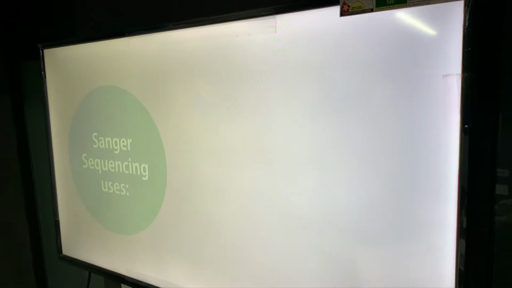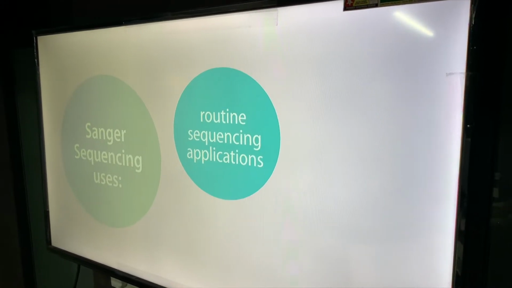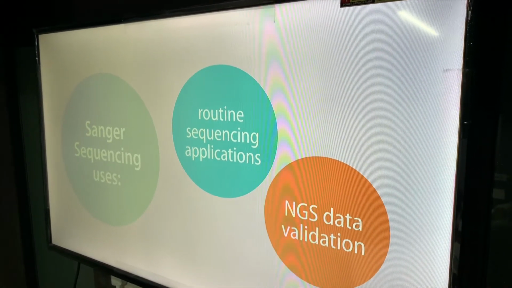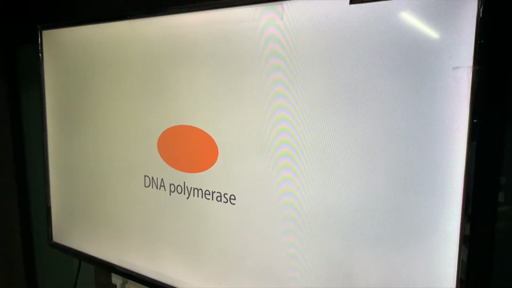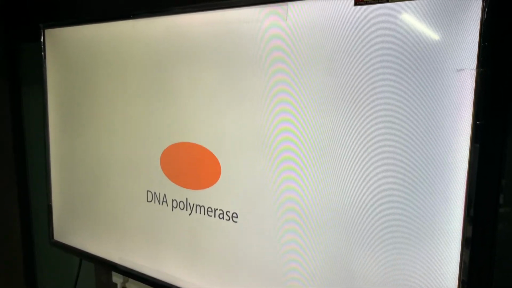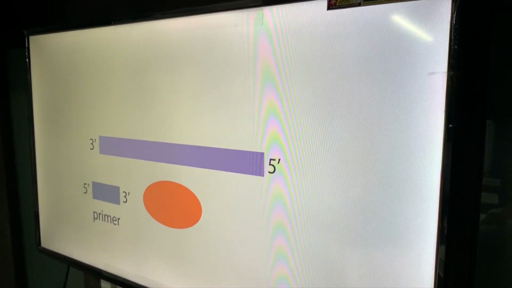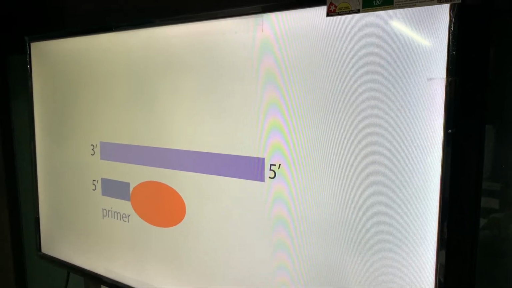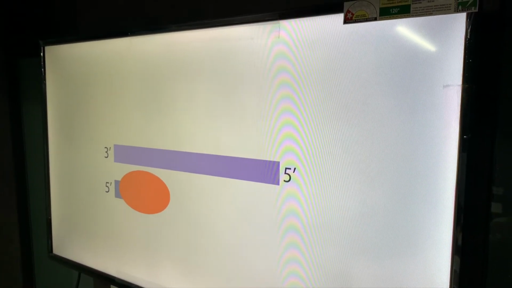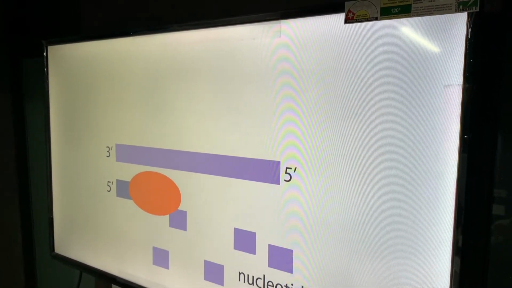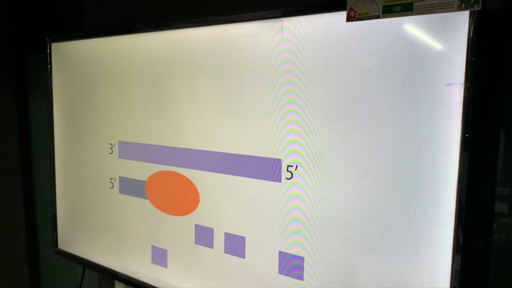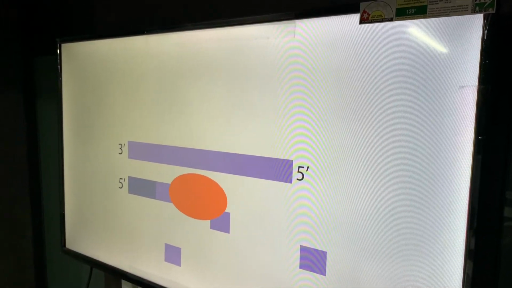Sanger sequencing is still used today extensively for routine sequencing applications and to validate NGS data. It utilizes a high-fidelity DNA-dependent polymerase to generate a complementary copy to a single-stranded DNA template. In each reaction, a single primer, complementary to the template, initiates a DNA synthesis reaction from the 3' end. Deoxynucleotides, or simply nucleotides, are added one after the other in a template-dependent manner.